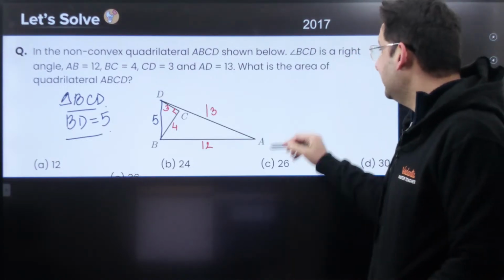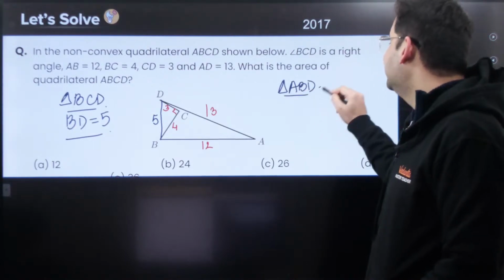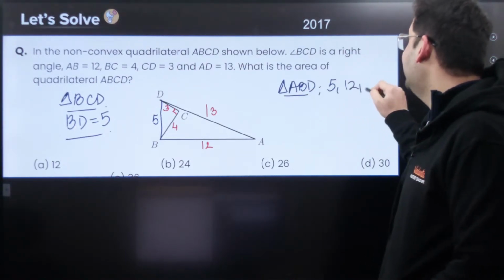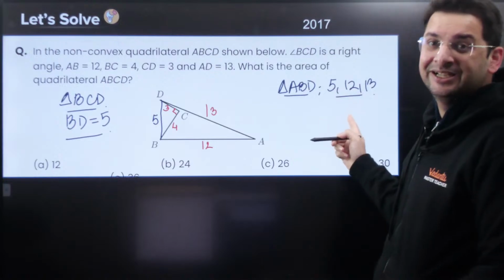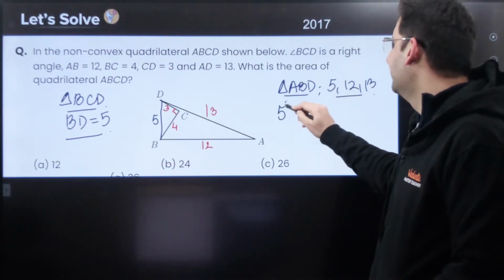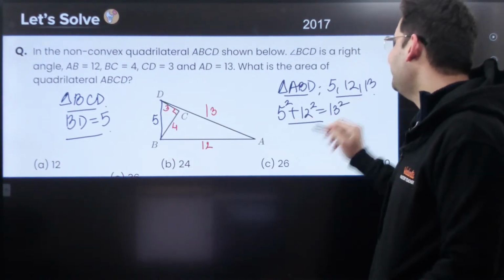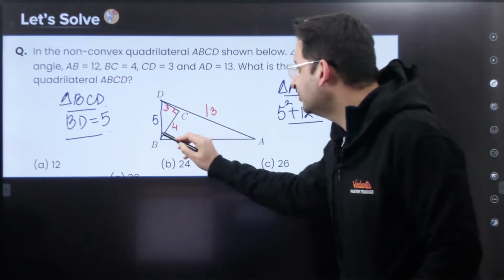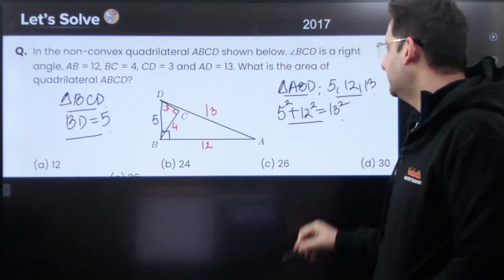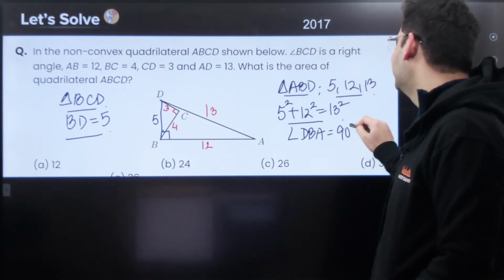Perfect. Now guys, if you look at triangle ABD now, the sides are 5, 12 and 13, and incidentally these also form Pythagorean triplets because 5 square plus 12 square is actually equal to 13 square. इसका मतलब ये जो एंगल है, this is also 90 degrees. That is angle DBA is also 90 degrees.